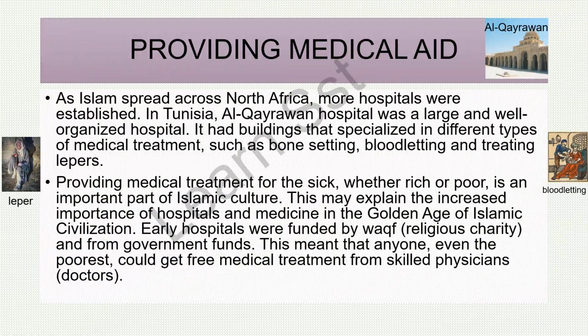So let us see providing medical aid, that is providing medical help. As Islam spread across North Africa, more hospitals were established. So this is the best sign of how Islam spread, and with its spread in North Africa, more and more hospitals were established. In Tunisia, Al Khairawan Hospital was a large and well organized hospital. It had a building specialized in different types of medical treatment, such as bone setting, bloodletting, and treating lepers. You know the meaning of leprosy. Leprosy is a severe skin disease.